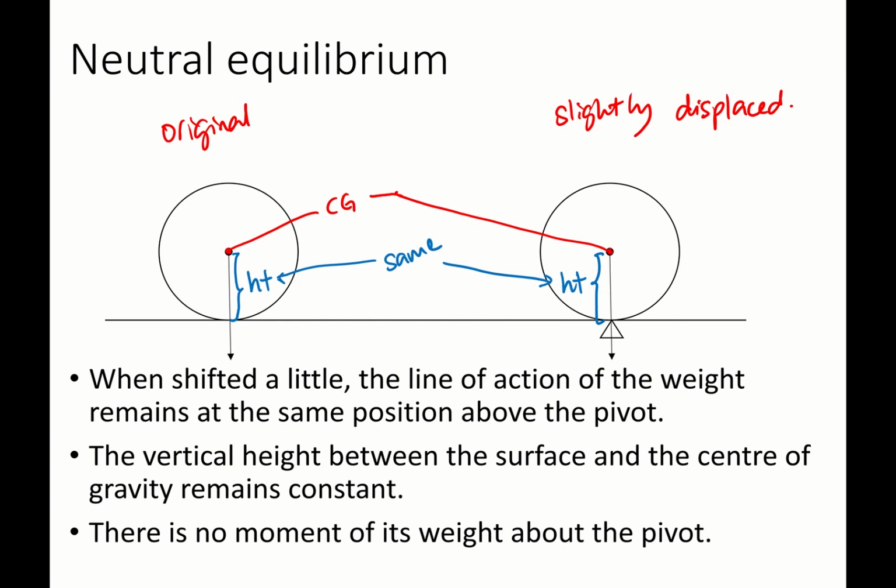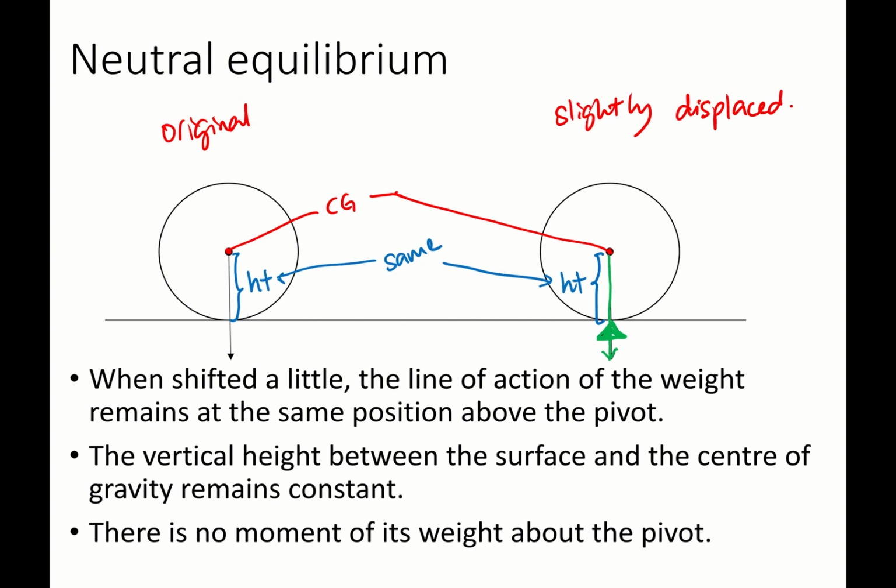The second point to take note of is the line of action of the weight. I'll change to another color. Note the line of action of the weight. It passes through the pivot. And because it passes through the pivot, there is no turning effect. Hence, neutral equilibrium.